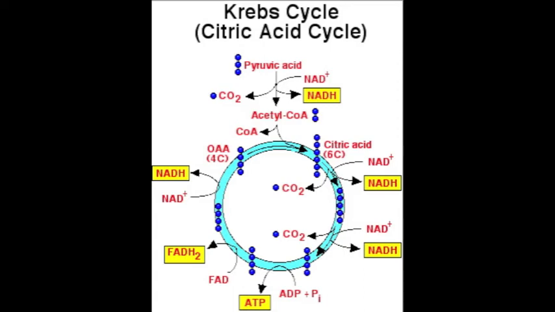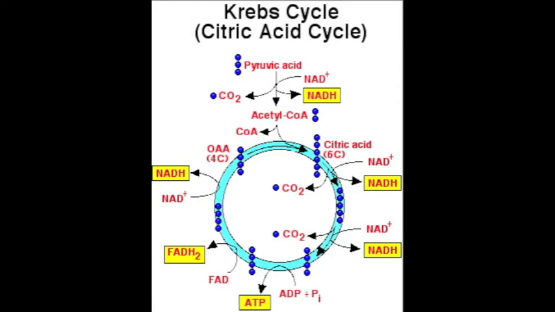We're in the matrix now. The CoA leaves. The prep cycle ends and the Krebs cycle starts. The 2C now joins with the 4C. Together they create a citrate. A carbon leaves as CO2. NAD plus turns into NADH.